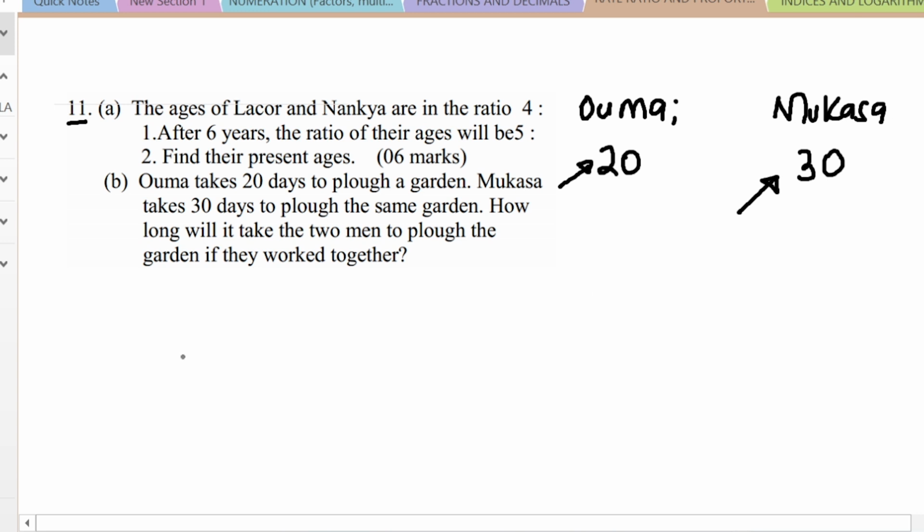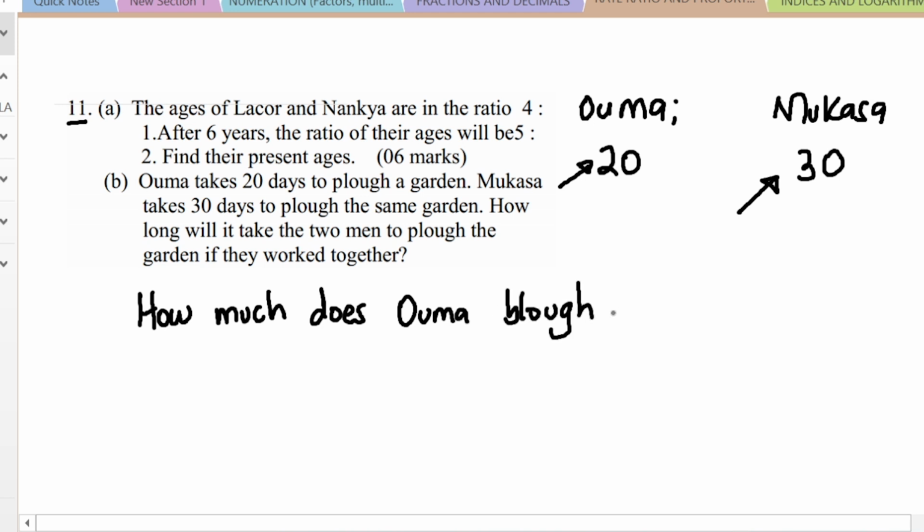So we shall look for how much work each is able to do for that one garden. We shall denote the garden by just number 1. So how much does Ouma plow in one day? Remember here he takes 20 days to plow the garden. This guy takes 30 days to plow the garden.